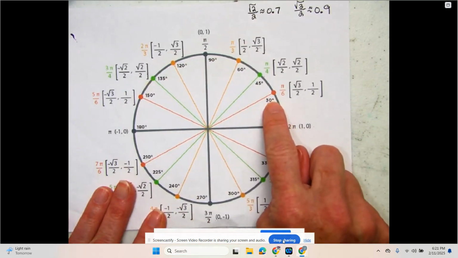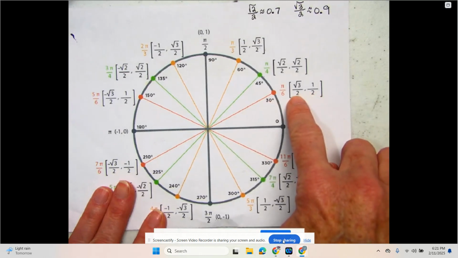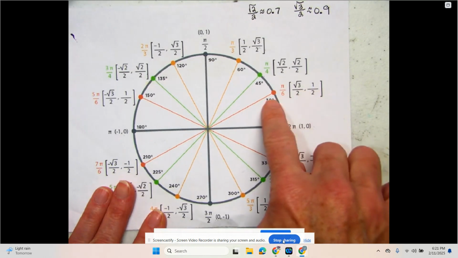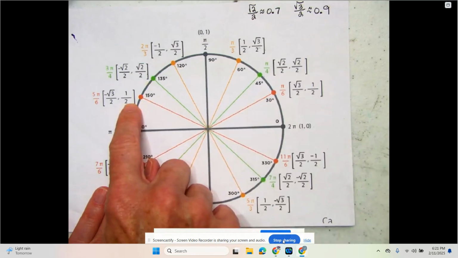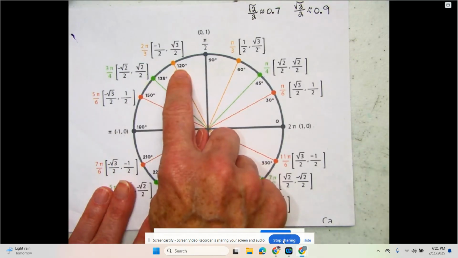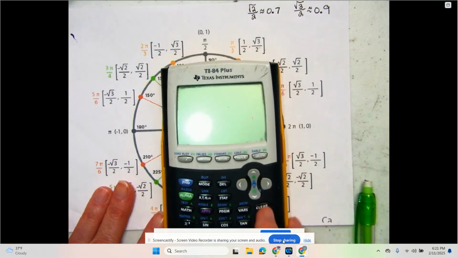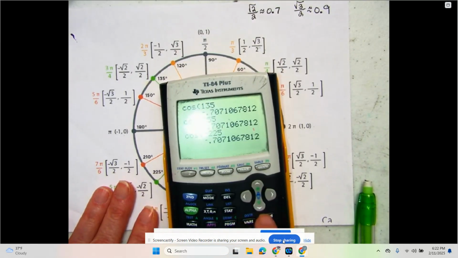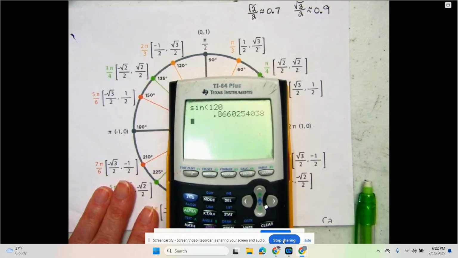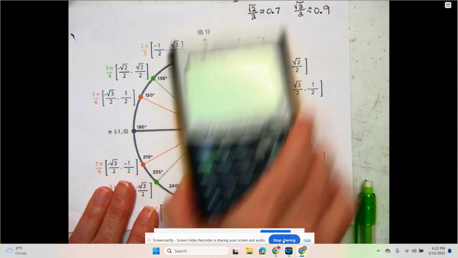So remember, sine is the y value, cosine is the x value, tangent is y over x. So if I want the sine of 30, it's going to be 1/2. If I want the sine of 150, it'll be the y value, 1/2. If I want the sine of 120, square root of 3 over 2, which is approximately 0.9. And if I put the sine of 120 in the calculator, that rounds to 0.9. That's what the square root of 3 divided by 2 is, same exact thing. But we can know the exact answer.